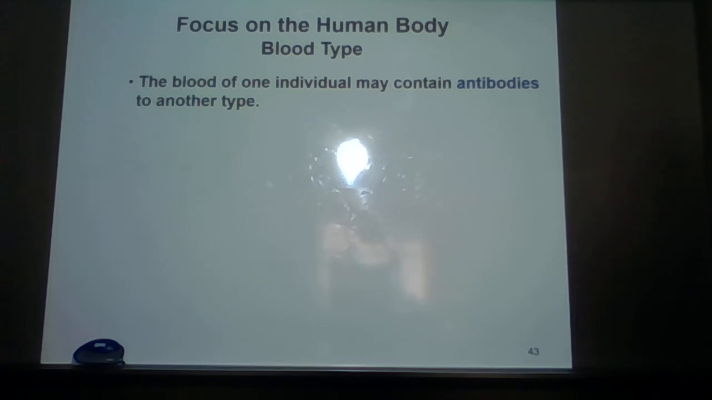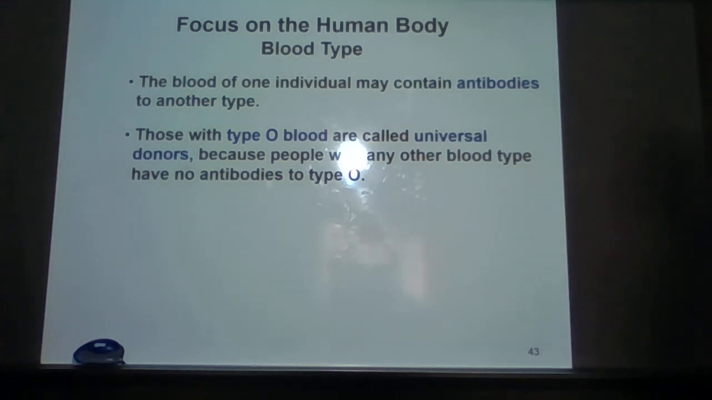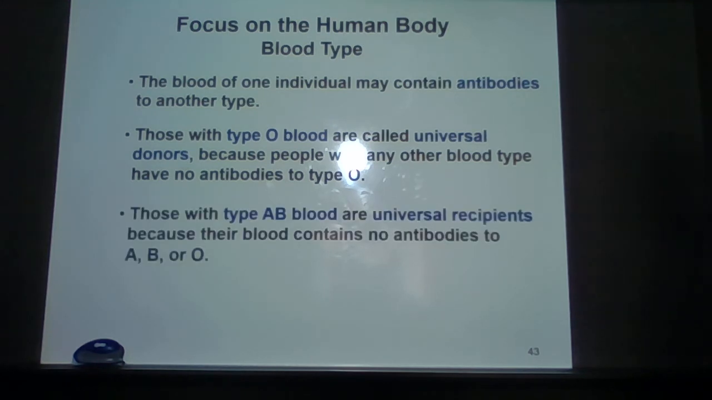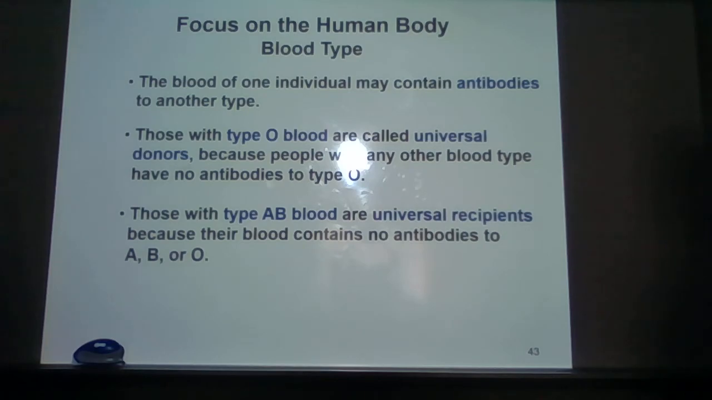The blood of one individual may contain antibodies for another type. Those with the O blood type are called universal donors because people with any other blood type have no antibodies to type O blood. Those that have the AB blood type are universal recipients because their blood contains no antibodies to A, B, or O.